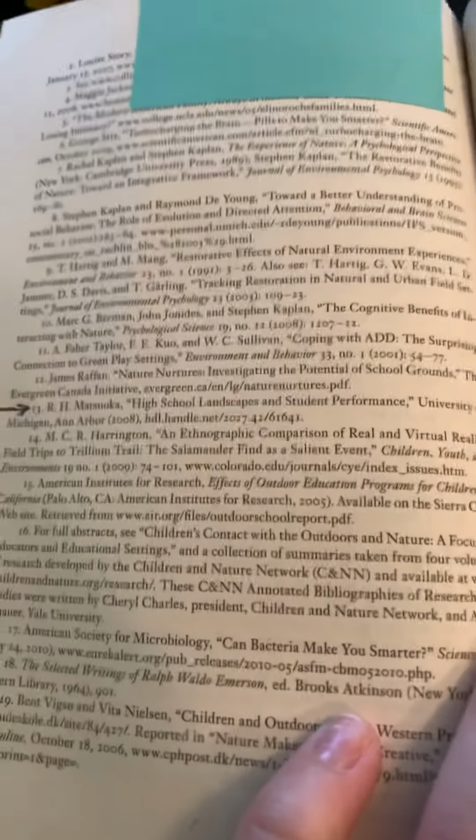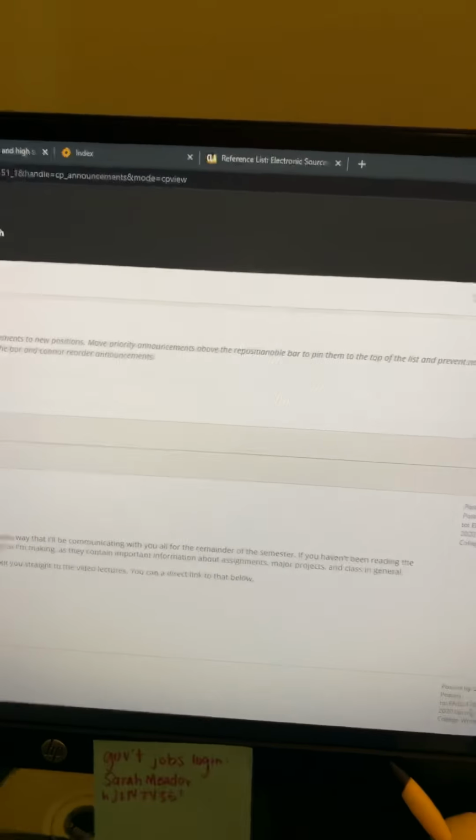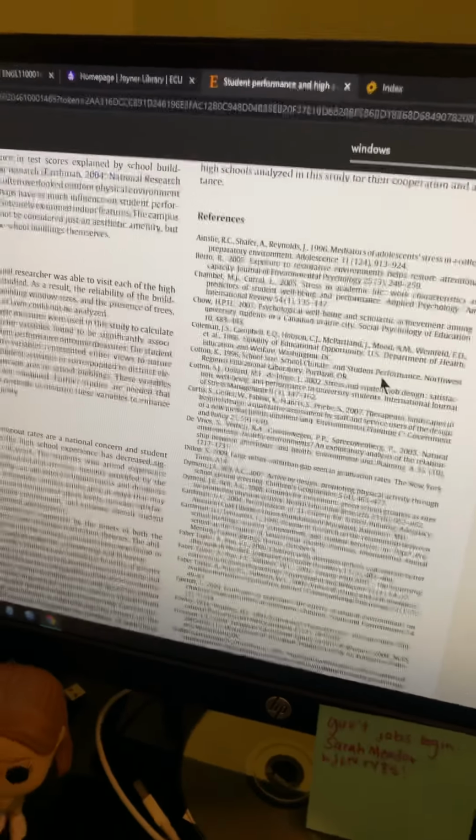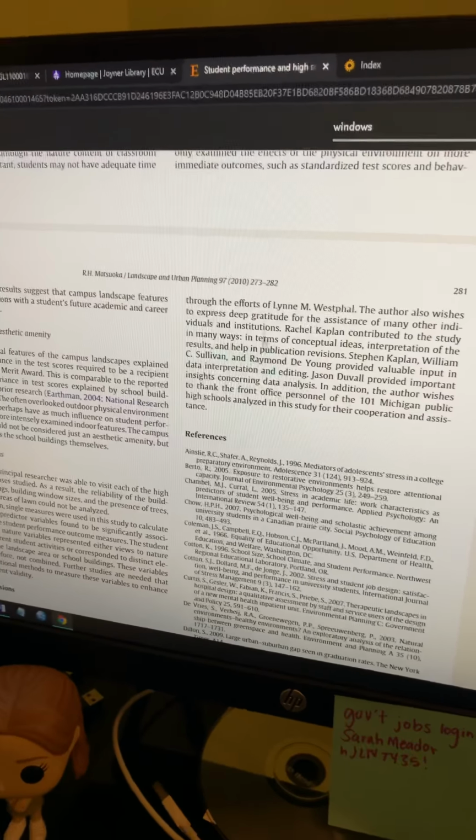I went to Joiner and I typed in high school landscapes and student performance. And I found the source. Okay? Which is right here. Bam. Found a source, right? So I then used some information from this source as one of my sources.